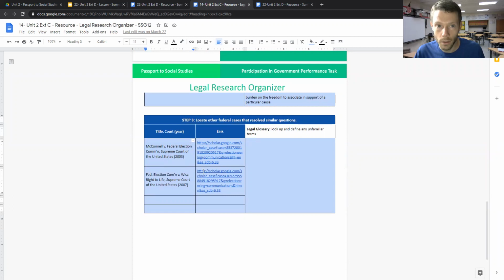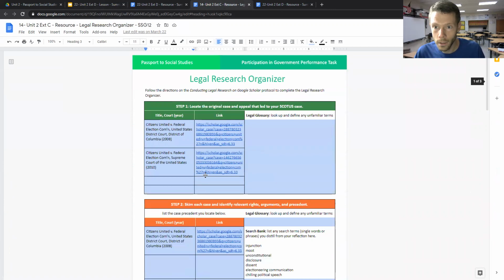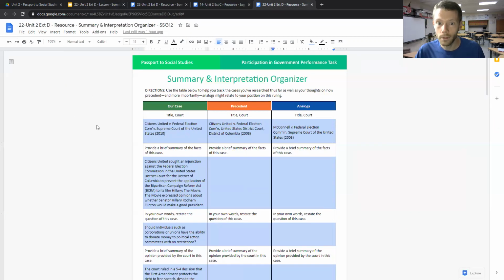So using my notes from the Extension C Legal Research Organizer, I began to partially fill out the summary and interpretation organizer that you can use for your reference, even though the cases will obviously be different because you're looking at a current case and I looked at a case that occurred over 10 years ago. The same ideas apply. So we'll use this table to track the cases, and then your thoughts on the precedent, and specific analogs that could relate to the position.